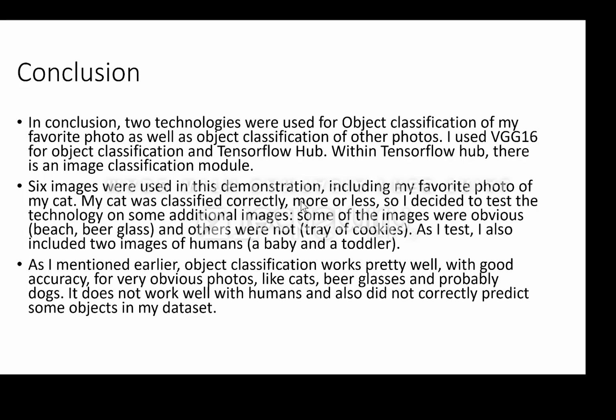As I mentioned earlier, object classification works pretty well, with good accuracy for very obvious photos like cats, beer glasses, and probably dogs. It does not work well with humans, and it also did not correctly predict some of the objects in my dataset.